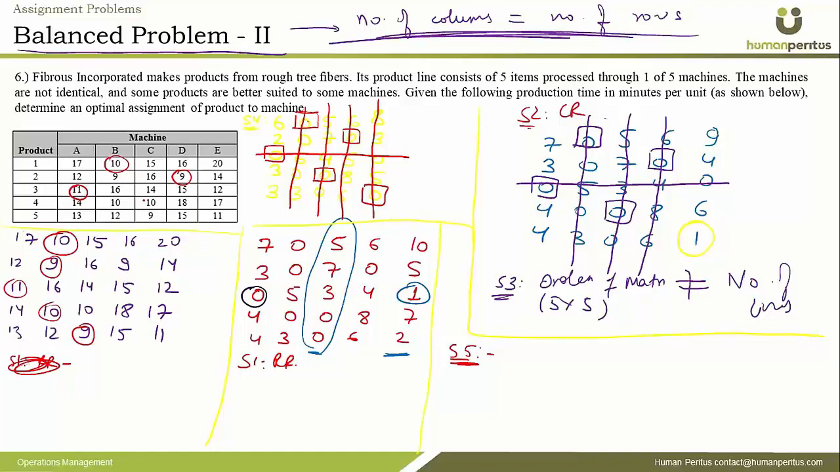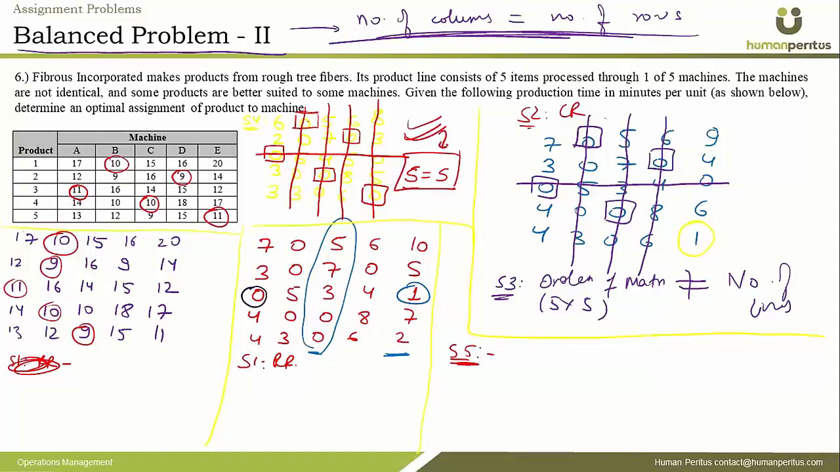For product 4, machine C is assigned. For product 5, machine E is assigned. Okay, so all the machines have been assigned, and our order of matrix is 5, and the number of lines that we draw is 5. So it means our optimum solution has been reached.